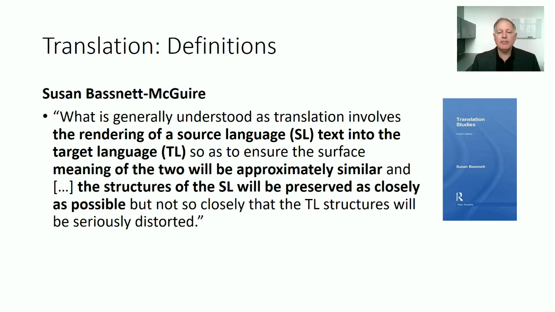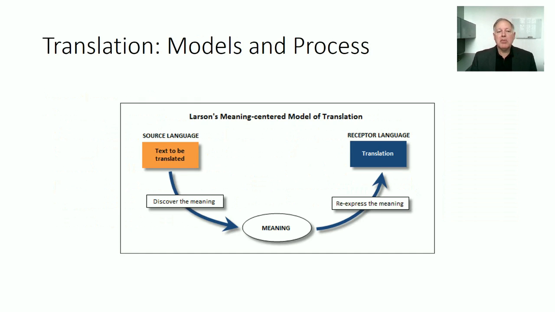She's basically saying that we want the language of the source text to look as similar as possible to the language forms in the target text, but not so similar that they distort the target language structures, right? That they seem unnatural to a target language reader. Let's look at some models.